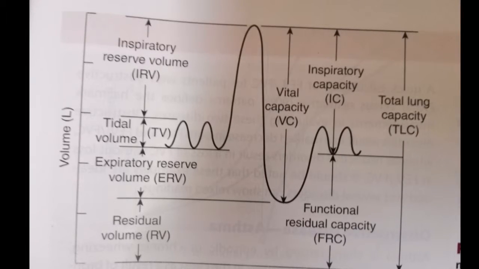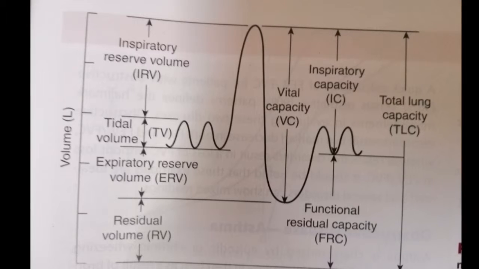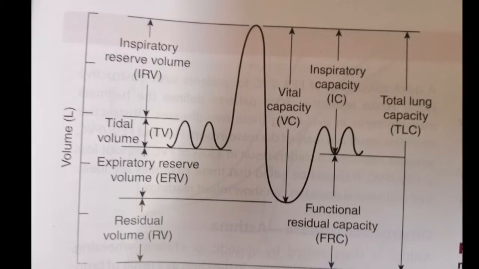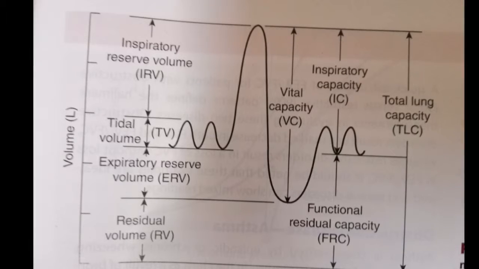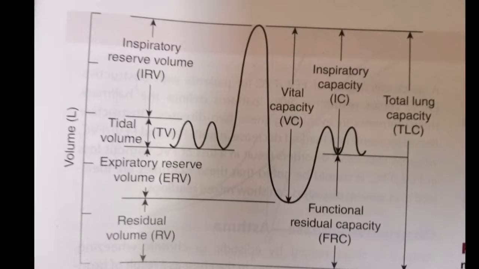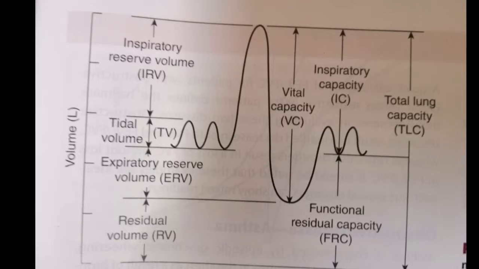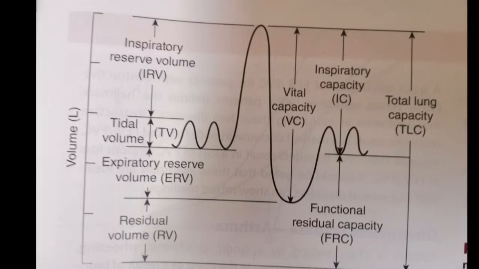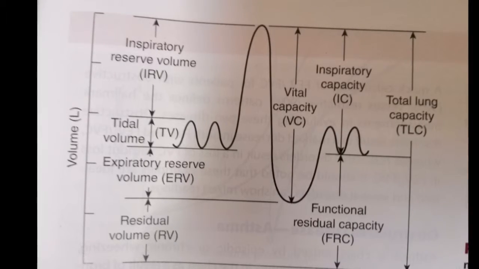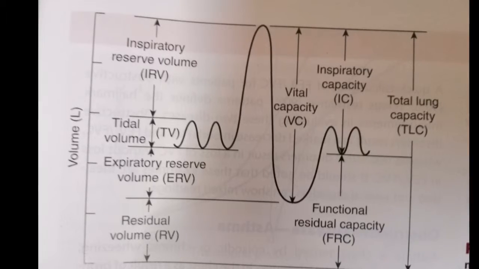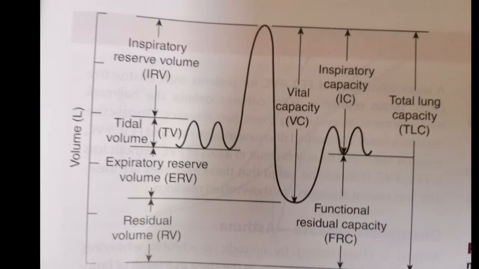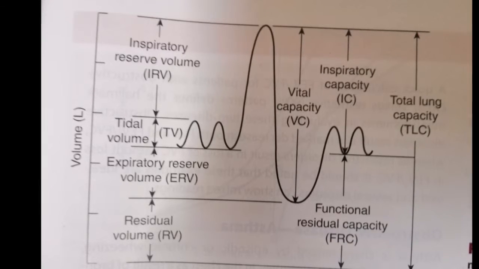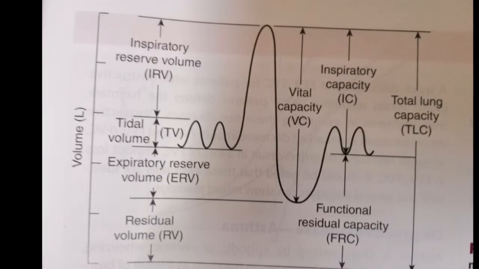The next one is the total lung capacity, or the TLC. It is about 6,000 ml, the maximum amount of air that can fill the lungs, followed by the vital capacity, or the VC, about 4,800 ml. It is the total amount of air that can be expired after full inhaling. The next one is the inspiratory capacity, or the IC. It is about 3,600 ml. It is the maximum amount of air that can be inspired.